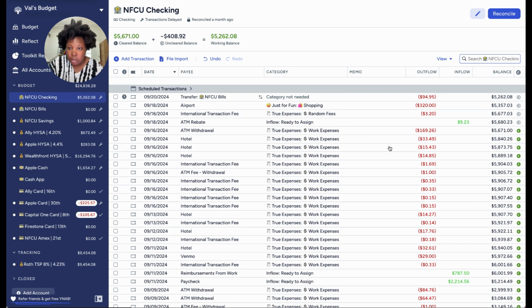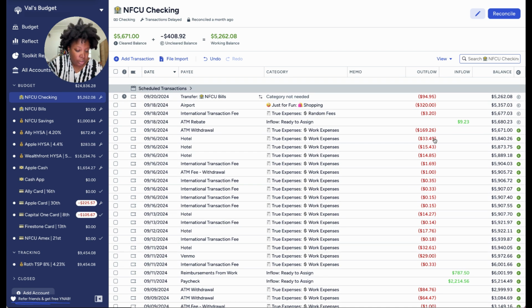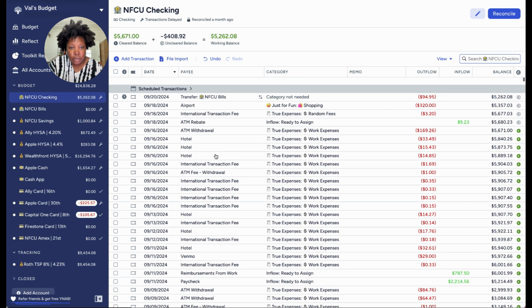Did I delete it? So I have the one which is showing here. So on the September 16th, $34.94. So I had 1, 2, 3, 4 hotel charges. 1, 2, 3. Where did the other one go? Did I delete it by accident? Maybe I deleted it by accident. Because I'm showing $15.43, $33.94, which is here, and then $34.94, and then $14.85. Maybe I deleted it by accident.